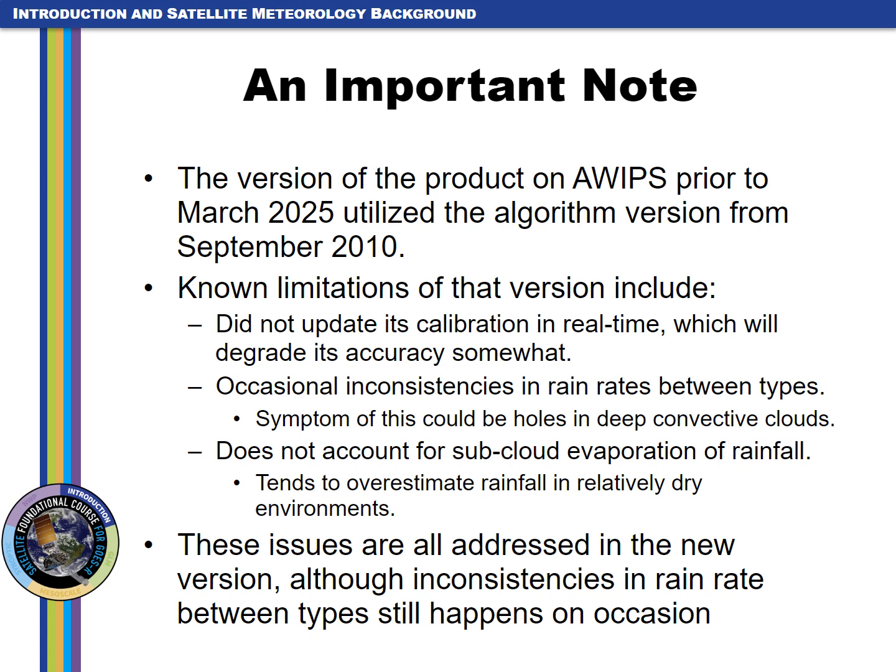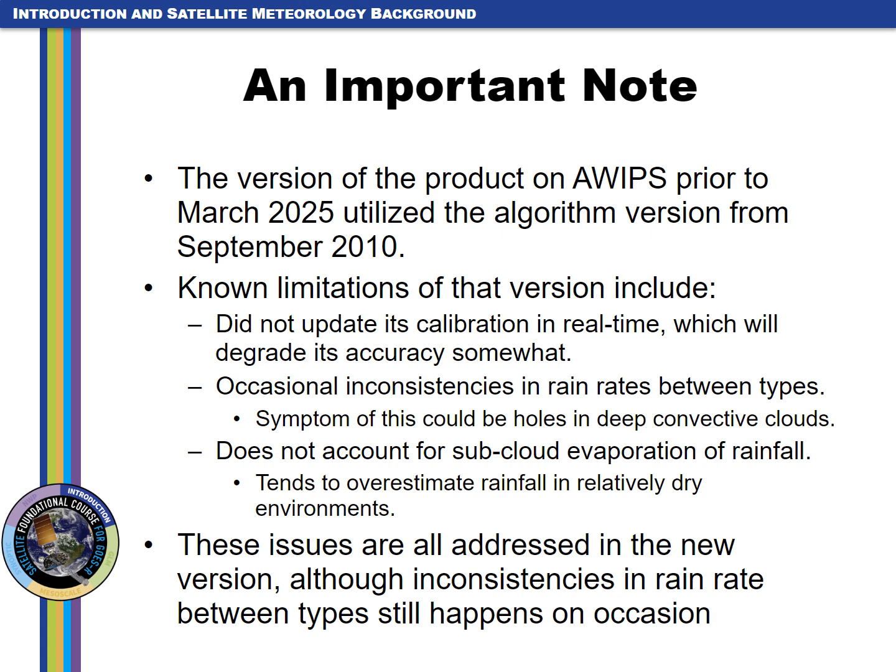Something to keep in mind is that the version of the product on AWIPS prior to March of 2025 utilized the algorithm version from September of 2010. Known limitations of that version include the following. It did not update its calibration in real time, which will degrade its accuracy somewhat. Also, there are occasional inconsistencies in rain rates between different types. A symptom of this could be holes in deep convective clouds.